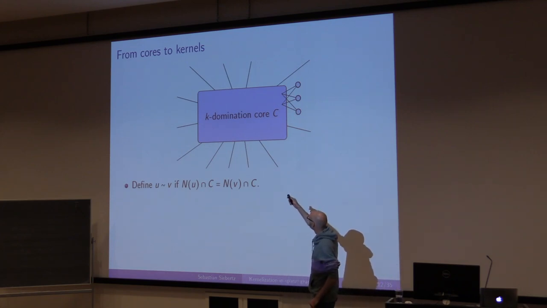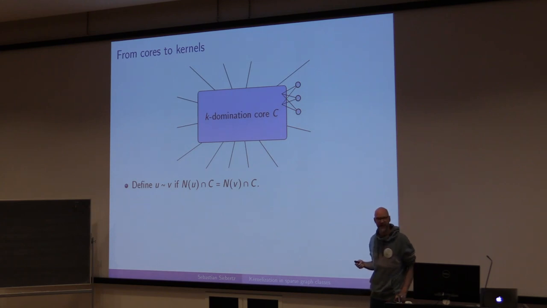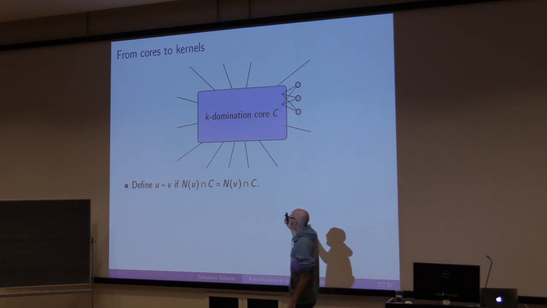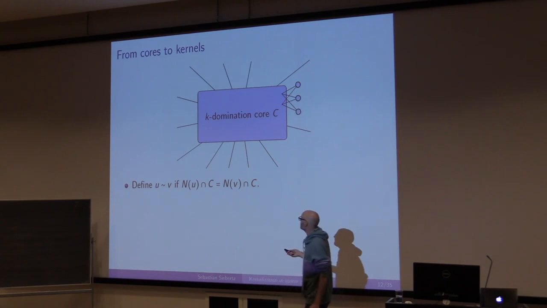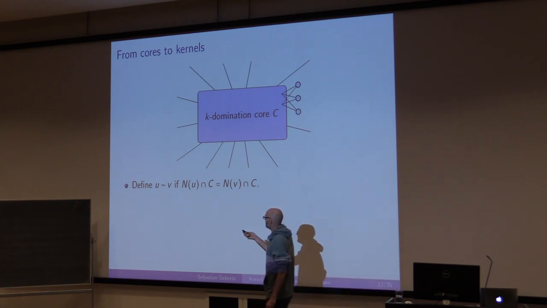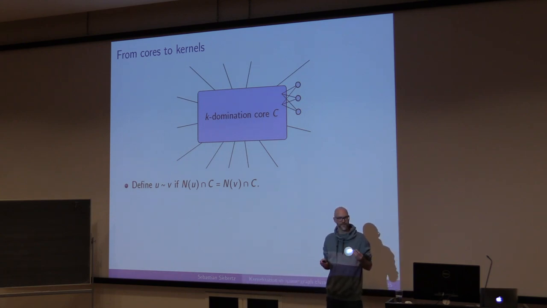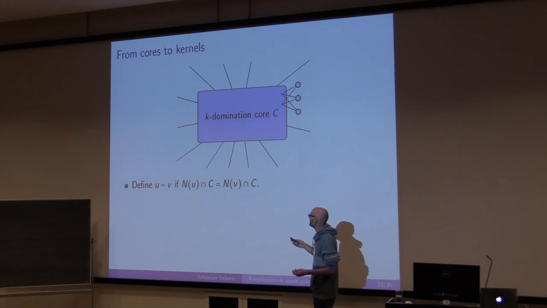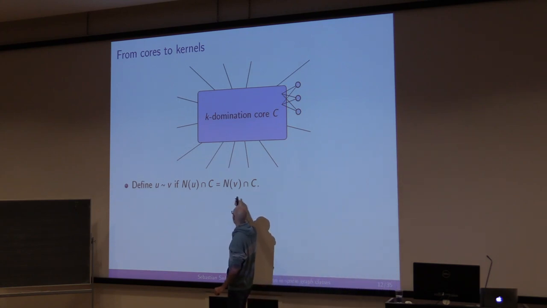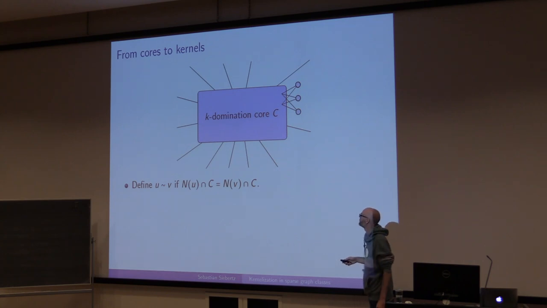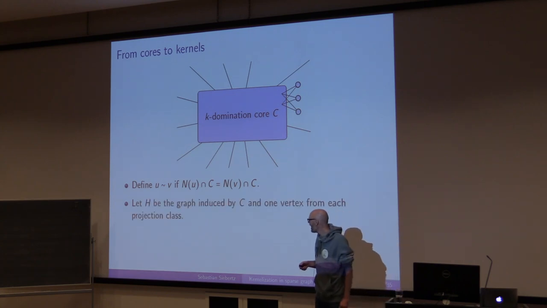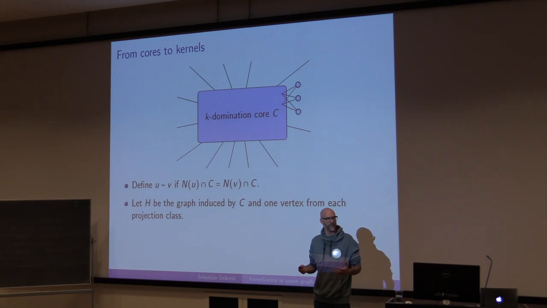Yes, we have the core here, and now we define an equivalence relation for the vertices which are not in the core, actually, and we define the vertices U and V to be equivalent if they see or dominate exactly the same part of the core. So if the neighborhood of U intersected with the core is equal to the neighborhood of V intersected with the core, and all we have to do now is keep one vertex from each projection class. Right, because it's only about dominating the core. If you dominate the core, then you dominate everything.